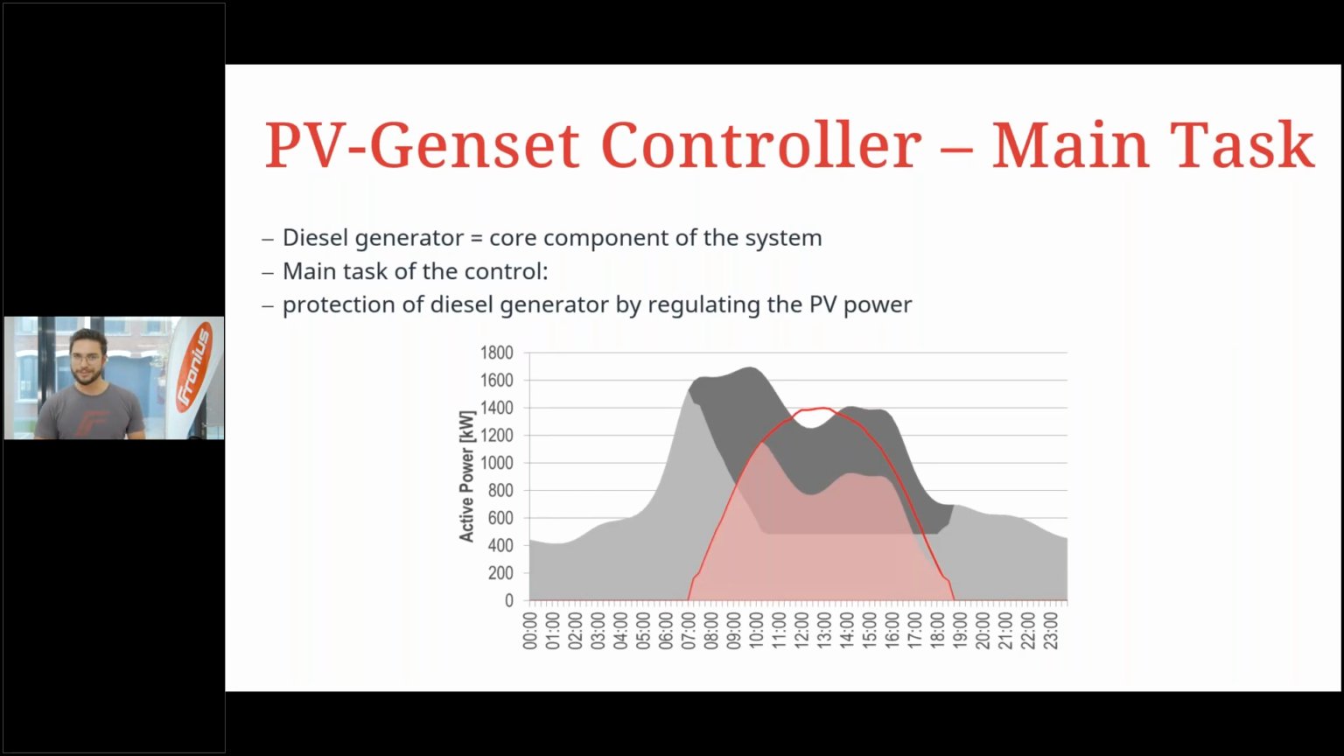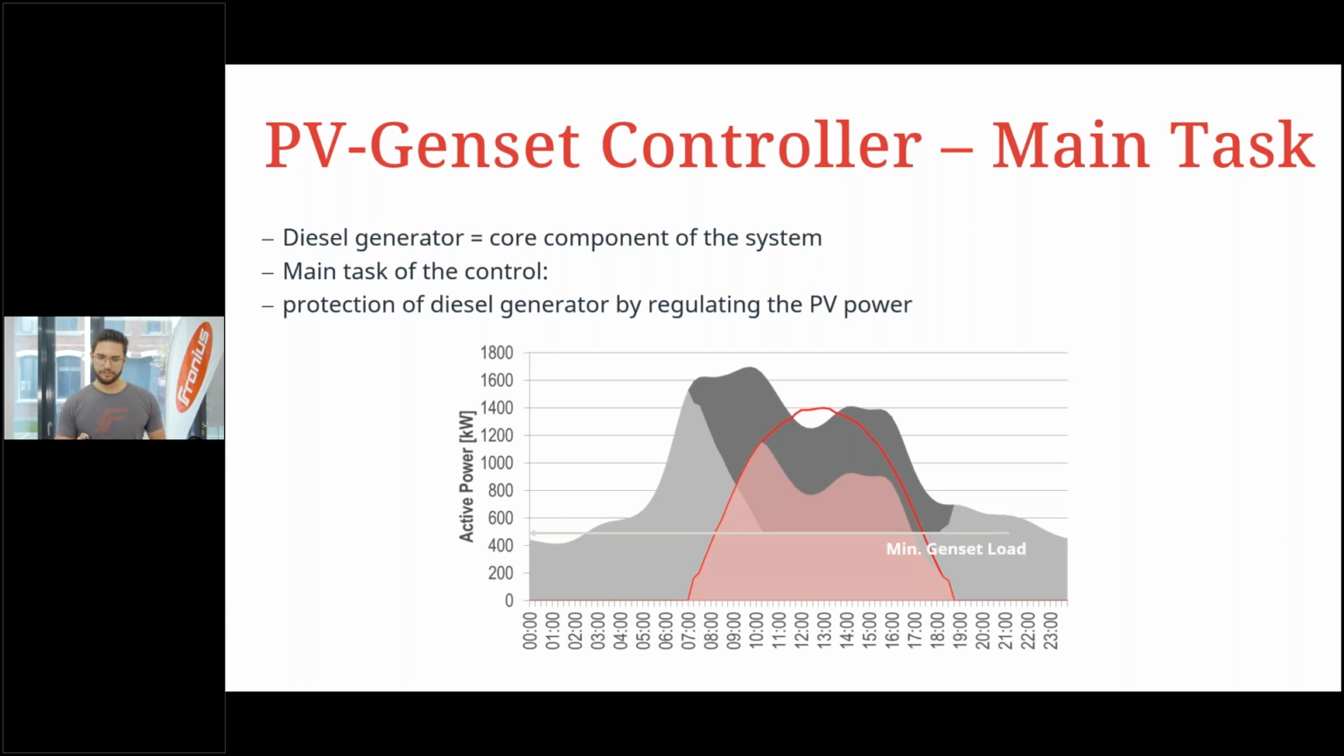Okay, again, to sum up what I've mentioned in the previous slide, the main task then for the PV-Genset controller is that the diesel generator, of course, is more or less the core component. We have to protect this from overloads and from running in a bad efficiency level. And the main task for the controller is to protect the diesel generator. And in order to do that, we sometimes have to regulate or to shut down the PV in order to do that.